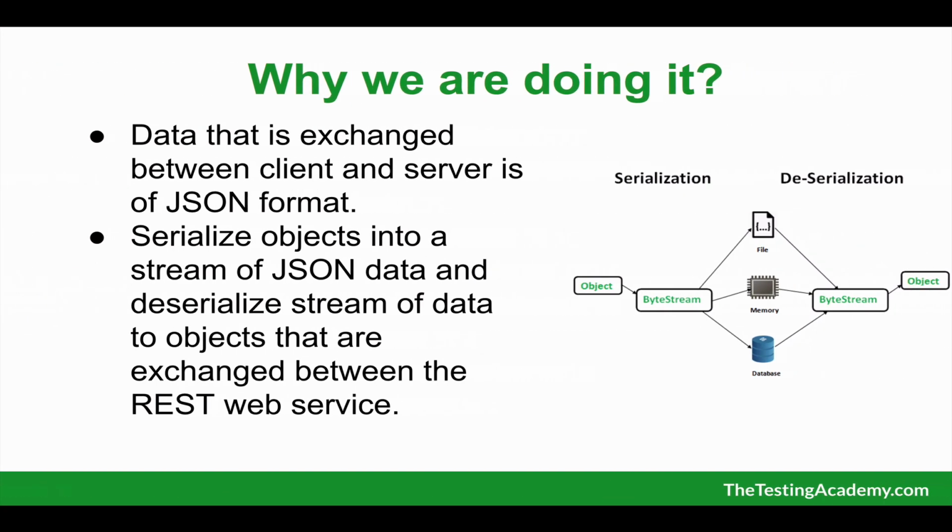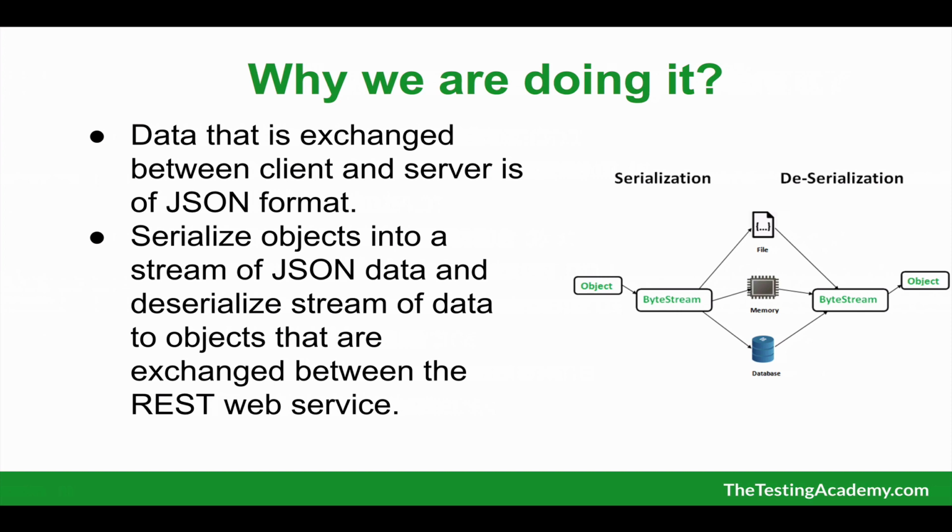So why are we doing it actually? You may ask me, Pramod, why are we doing this serialization and deserialization, and why is it an important concept while learning API automation? The data that is exchanged between client and server is in JSON format, which we have already discussed. Serializing an object into a stream of JSON, and deserializing the same stream of data into an object, is what we do when exchanging data between REST web services. The JSON that we are sending is nothing but a stream of data.